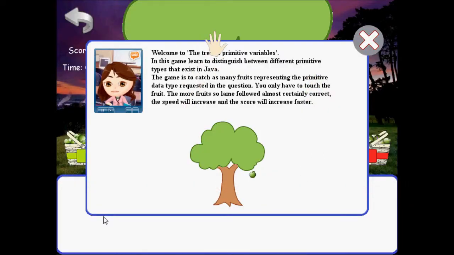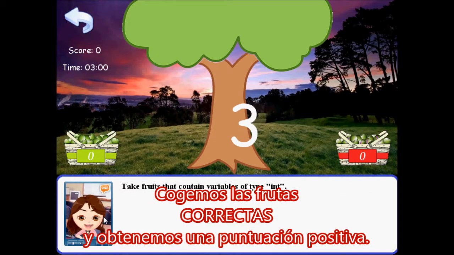Welcome to the Tree of Primitive Variables. In this game, learn to distinguish between the different primitive types that exist in Java. The game is to catch as many fruits as possible representing the primitive data type requested in the question. You only have to touch the fruit. The more fruits you catch correctly in a row, the speed will increase and the score will increase faster. Take fruits that contain variables of type int.